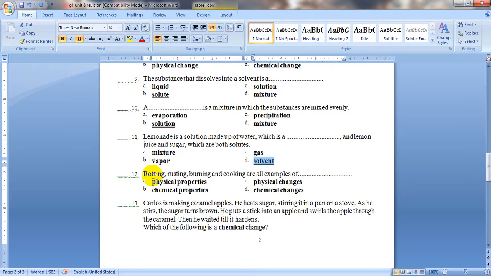12. Rotting, rusting, burning, and cooking are all examples of what? Will they form one new substance or not? Of course, they will form one new substance. So all of them are chemical changes. Rotting, rusting, burning, cooking, all of them are chemical changes.